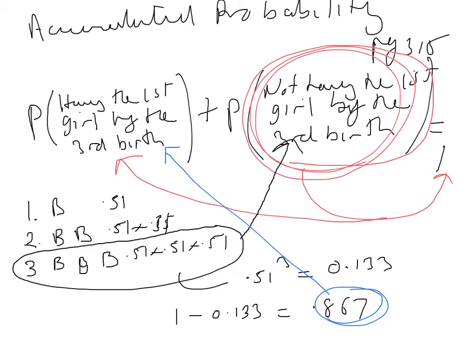It's almost a certainty that you're going to have a girl by the third birth. That's what that's saying, isn't it? That's pretty snazzy. Alright, well, can we actually go and check that this is the right answer? Okay, well we can. So let's just go and turn the page.